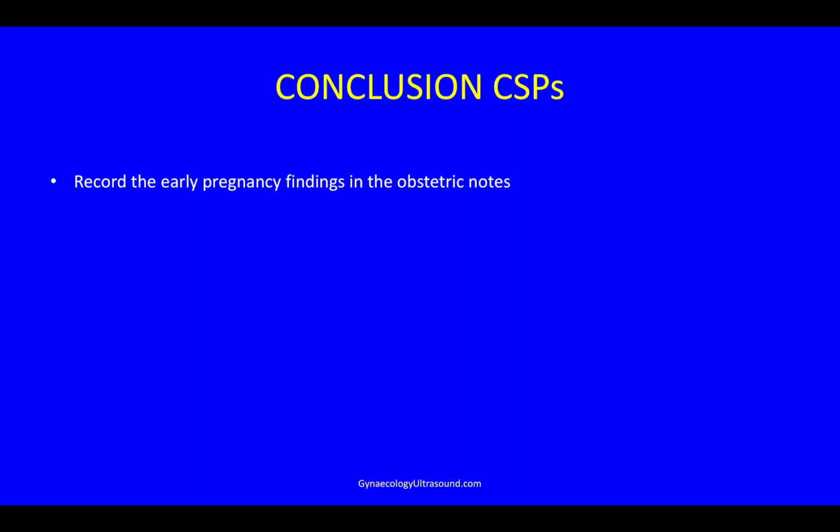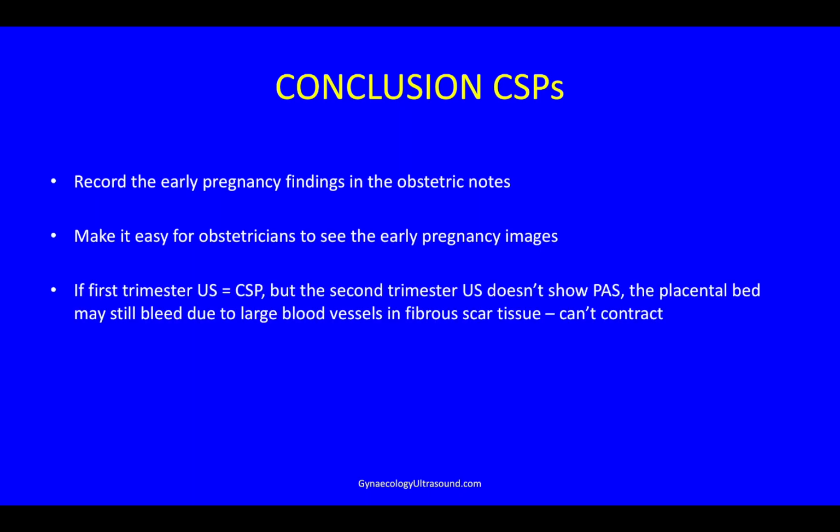So record the early pregnancy findings in the obstetric note so that at the end of pregnancy people know what you thought earlier, and make it easy for the obstetricians to see the early pregnancy images, because it will really help. And even if you said it was a scar pregnancy in the first trimester and the second trimester scan doesn't show Placenta Accreta spectrum, the placental bed may still really bleed at the time of delivery due to these large vessels in fibrous scar tissue which can't contract.